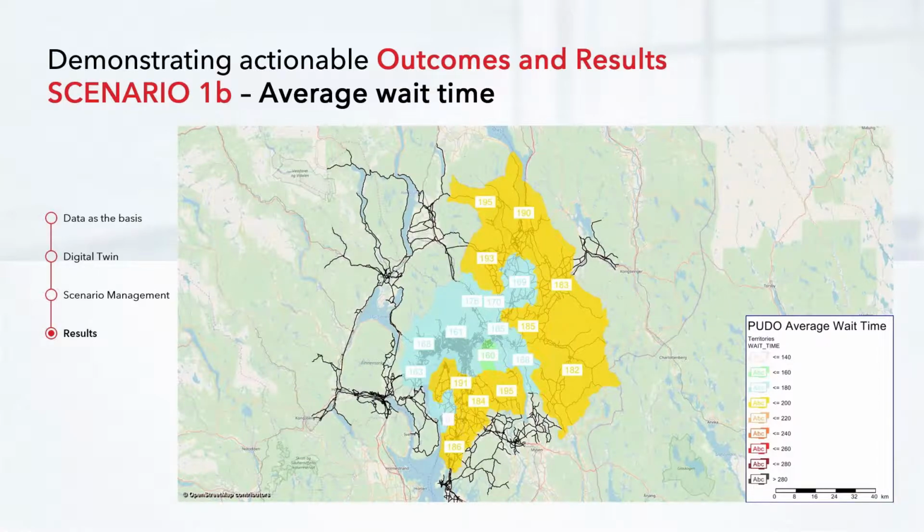This is scenario 1B, and it represents the average wait time in seconds, and we've got the scale down the right-hand side. What this is really showing is in the more rural areas, the average wait time is a bit higher. That makes sense. It's harder for the vehicles to get into place in those areas, so the wait times are naturally going to be a little bit higher.